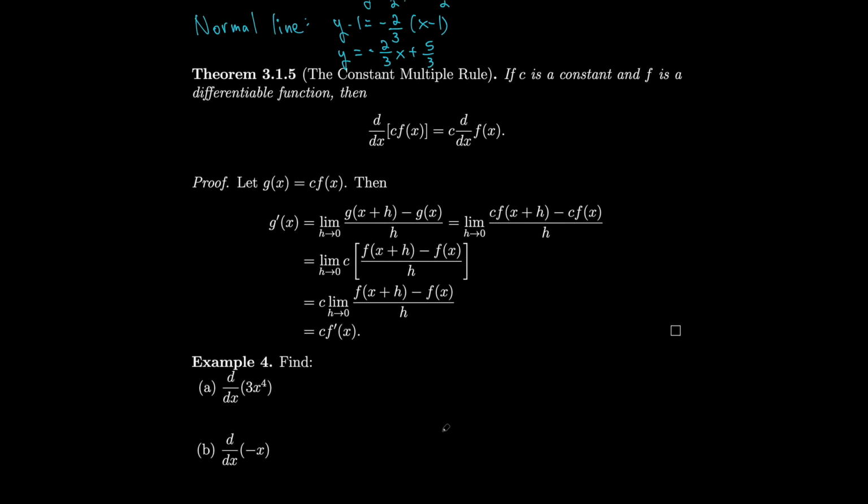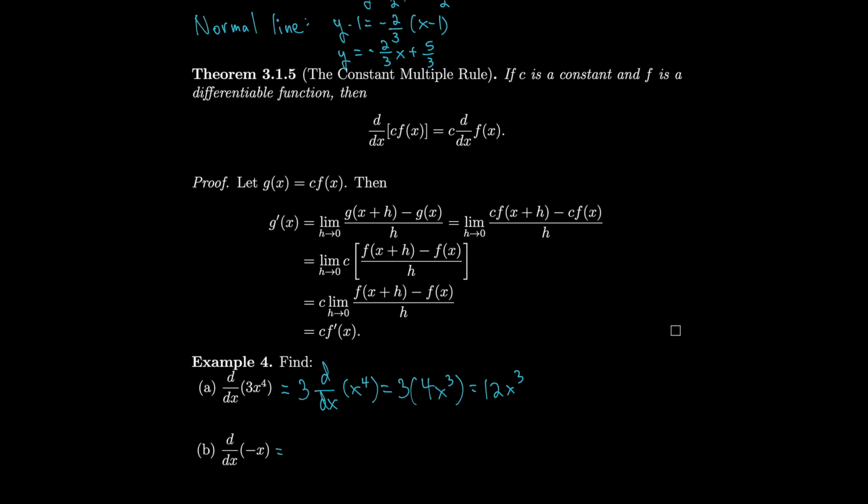Okay, let's find these derivatives. Derivative of 3x to the 4th. We can use our constant multiple rule, pull out the 3. So this will be 3 times the derivative of x to the 4th, which is a power function, so that's just 3 times 4x to the 3rd. So it's just 12x to the 3rd.